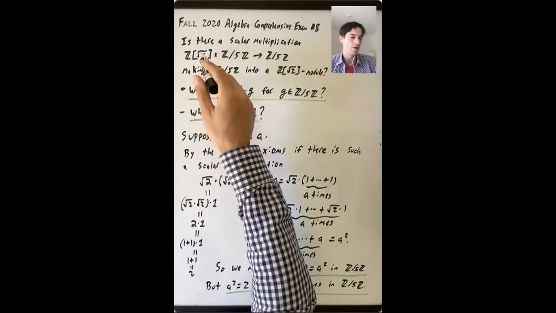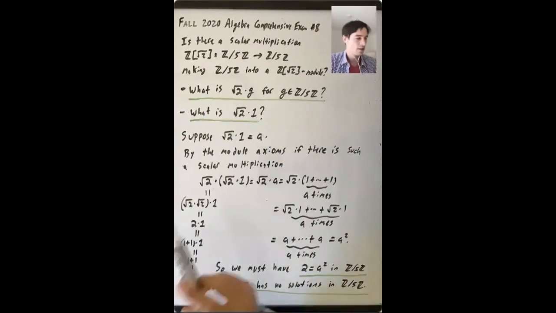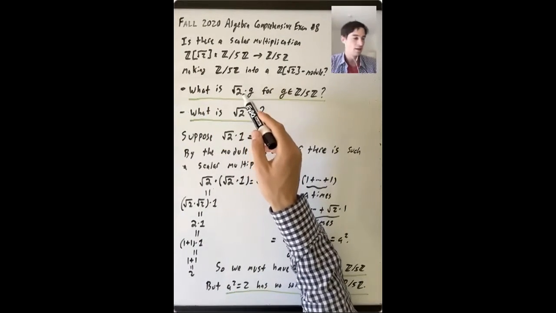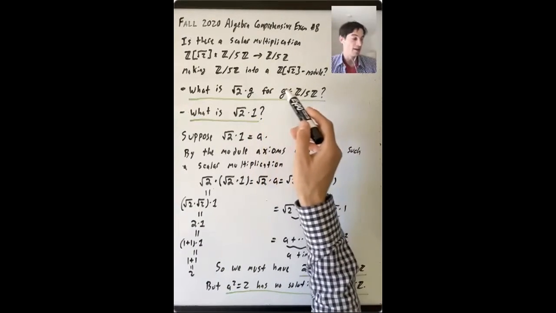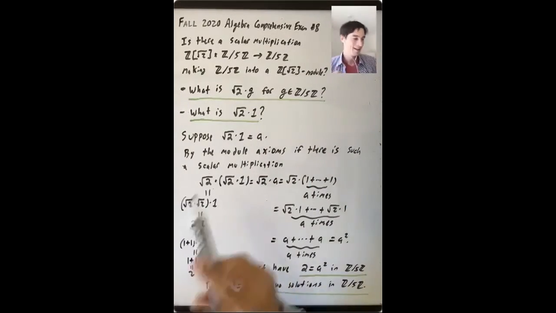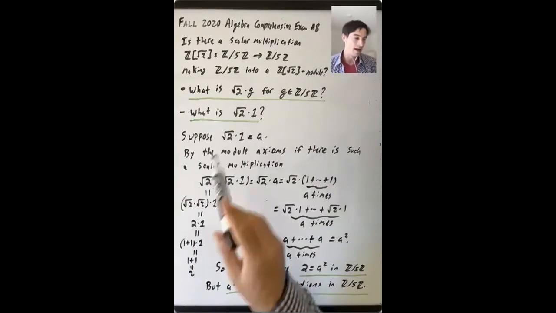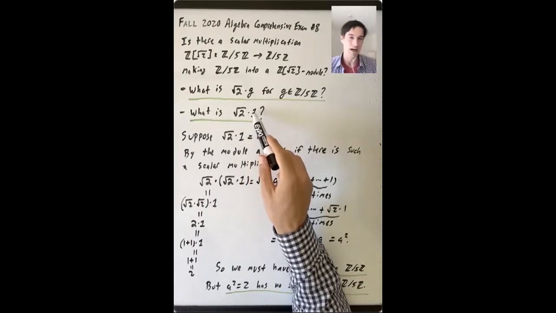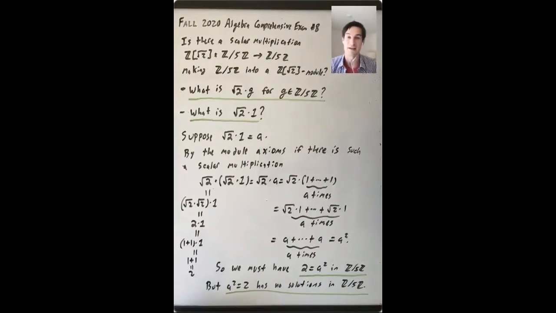But what about square root of 2? What about elements in Z adjoined square root of 2 that really are not integers? So one question we're going to have to answer is, what is square root of 2 dot g going to be for g in Z mod 5Z? This is where the problem is going to come from, but we can go even a little bit narrower and ask, what is square root of 2 dot 1 going to have to be? That's just one element of Z mod 5Z, and we're going to find a problem right here.